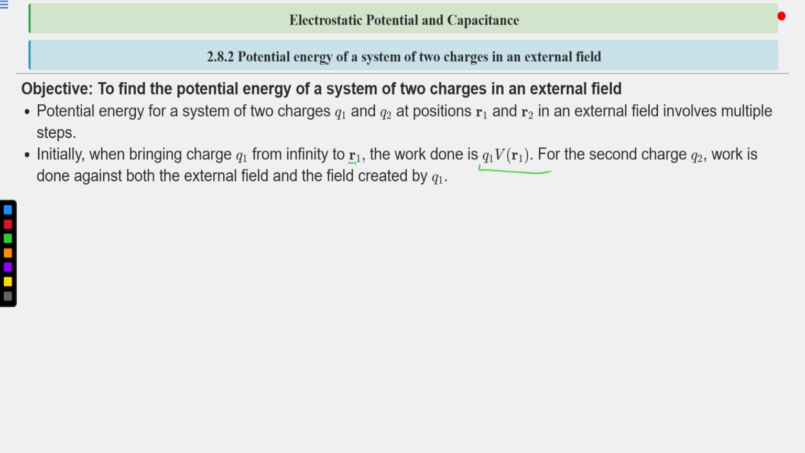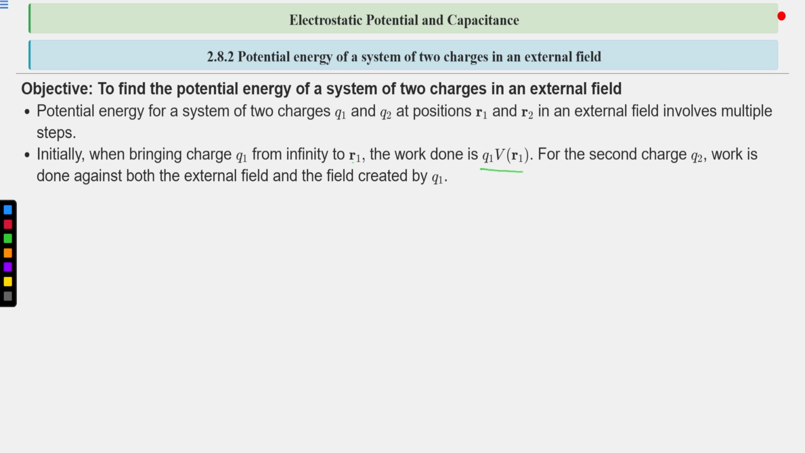Q1 charge we are bringing into the potential due to the external field. For the second charge, work is done against both. Now we are going to bring another charge. When we have done the last 2-3 topics before this, we were not considering the external field. So work done to bring Q1 charge there was 0 because there was no other field present at that time. But here work done to bring this first charge is also non-zero, Q1 into V, because an external field is existing, due to which potential is non-zero at that point.